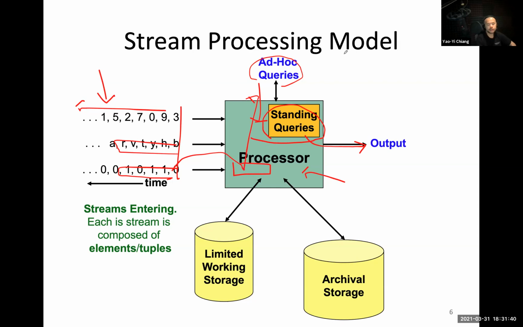Also, the stream processor has some way to store the entire data stream into archival storage, right? This could be a relational database. And some limited working storage that can store temporary data for answering ad hoc queries or standing queries.